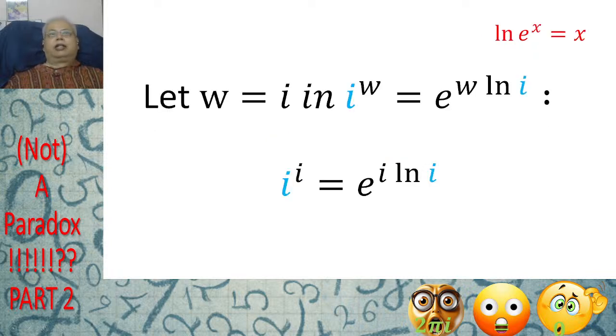And now in that, let us put w is equal to i. If we put w is equal to i, then i to the power w is equal to e to the power w log i. So left hand side becomes i to the power w, that is i to the power i. Right hand side is e to the power w log i. For w I put i. So right hand side is exponential of i log natural i.